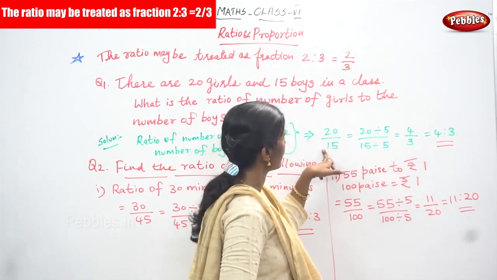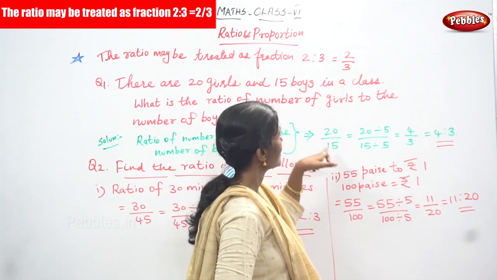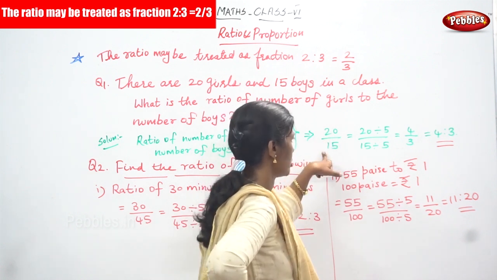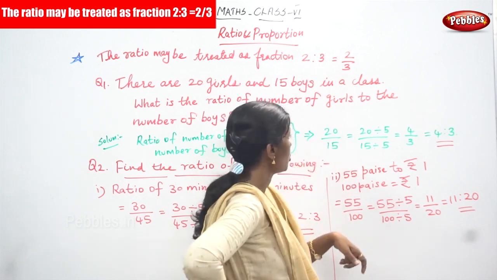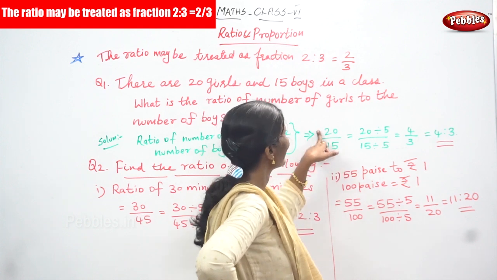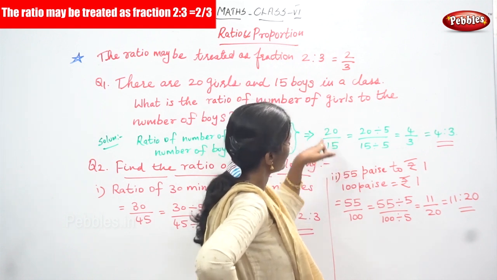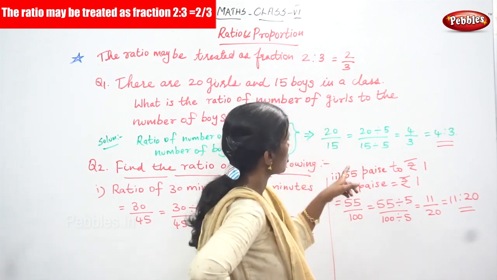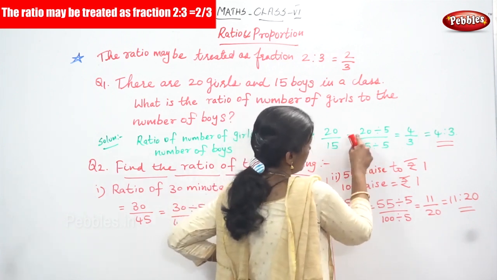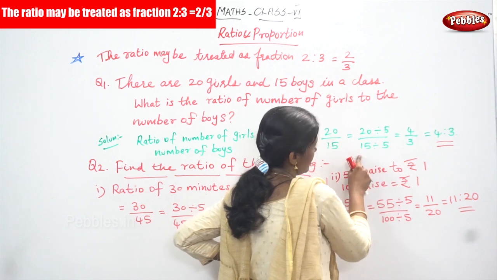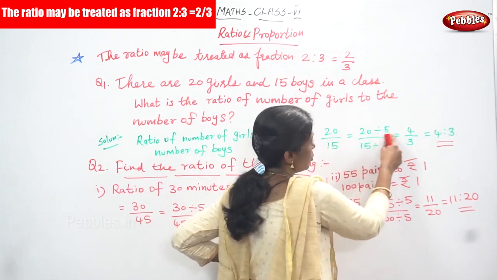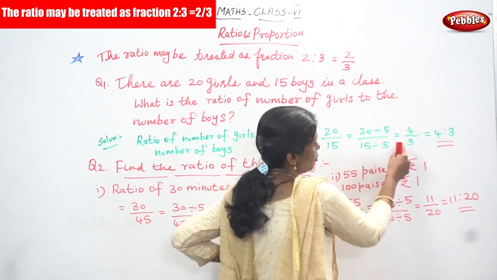How do you get 4 by 3? First you write 20 divided by 15. Comparison by division is called ratio. This is called a division or a fraction, so you have to simplify it, simplifying the numerator as well as the denominator. Take a common divisor: 20 divided by 5 gives 4, and 15 divided by 5 gives 3.